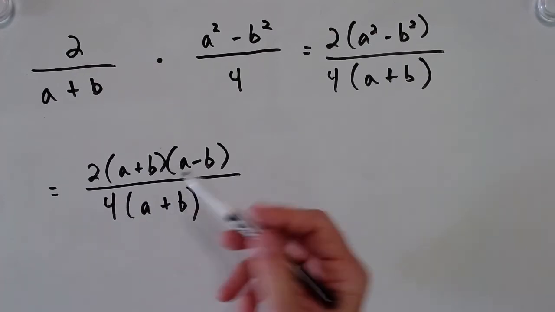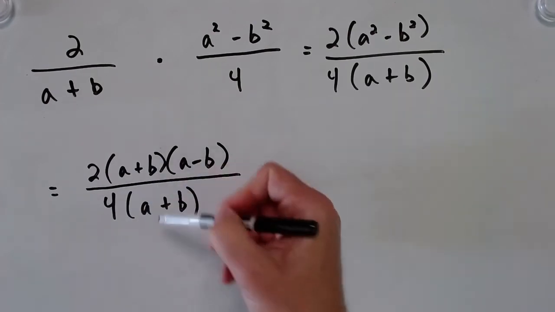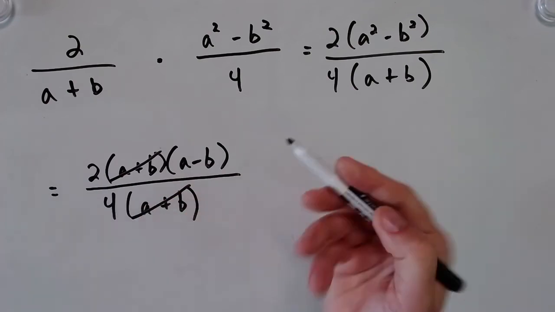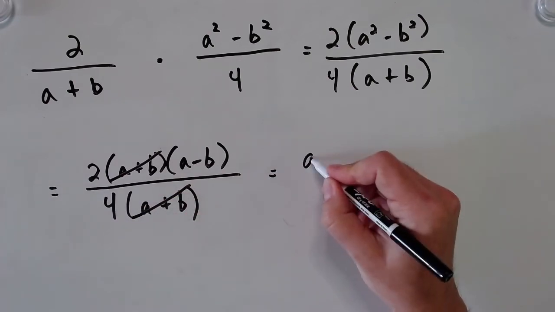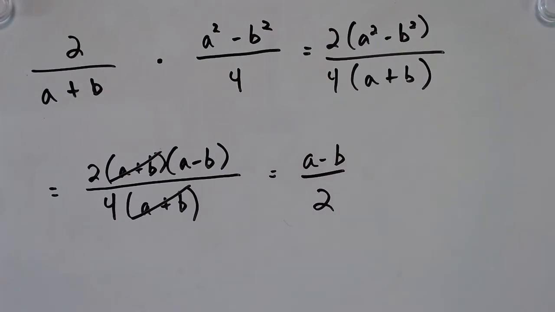So now we've got stuff that cancels. So this a plus b and this a plus b, it's over itself, so these will turn into a 1. The 2 over the 4 turns into a 2. So we're left with a minus b over 2. And there we go. All right, we're going to clean this off, and we're going to do a bit of a doozy here.